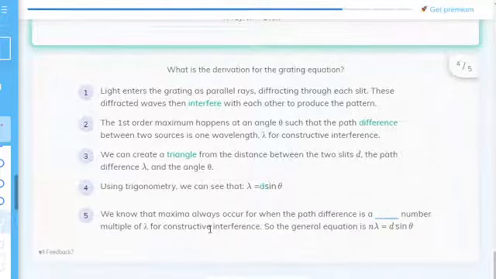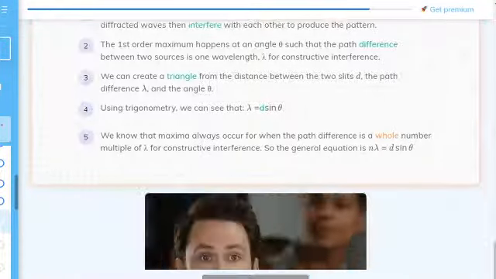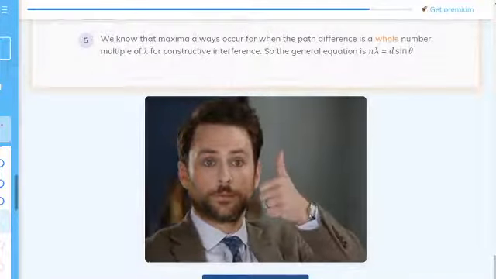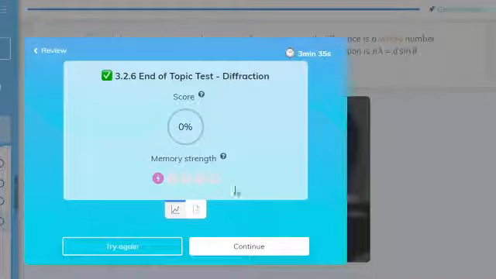We know that a maximum always occurs when the path difference is a whole number multiple of the wavelength, a positive integer, and that is diffraction done.